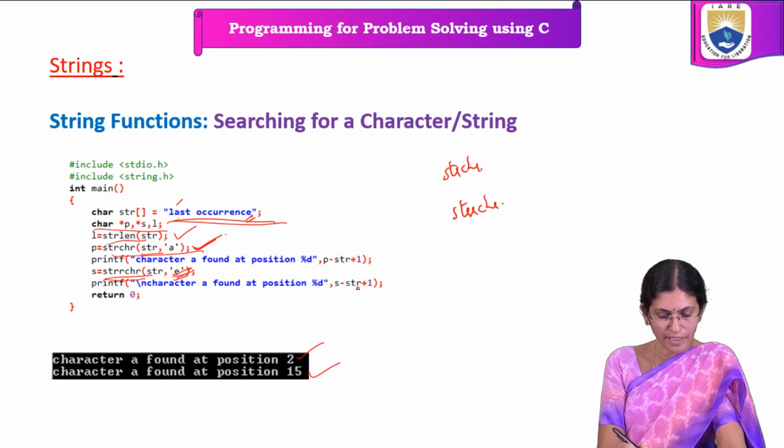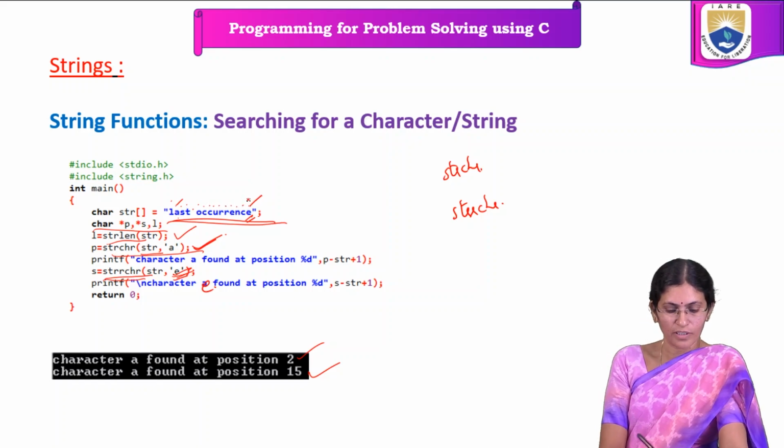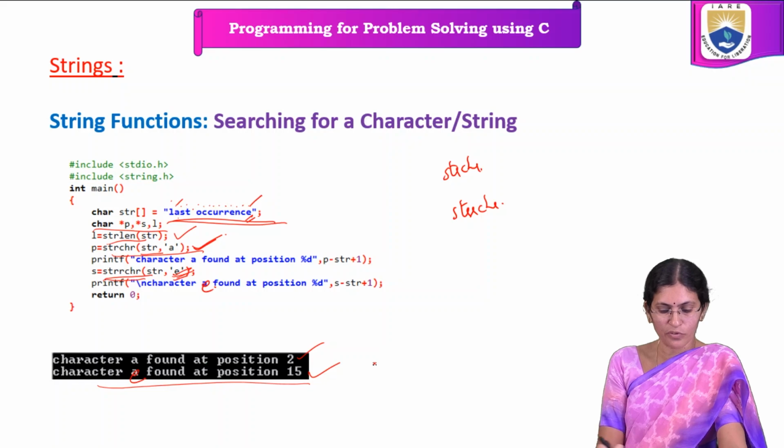Character e is found at position 15. As you can see here, 1, 2, 3, 4, 5, space is also counted, 6, 7, 8, 9, 10, 11, 12, 13, 14, 15. So therefore character e is found at position 15.